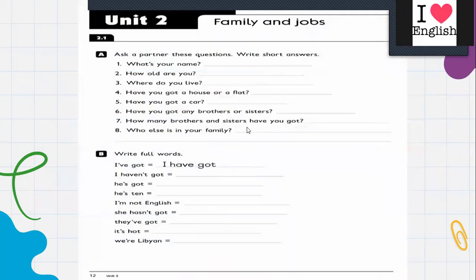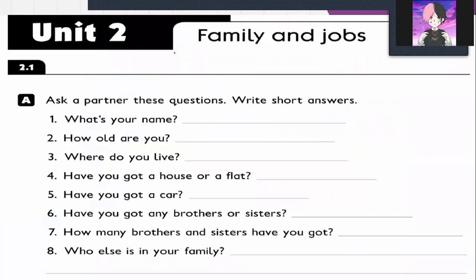Yes, Taqwa, you will read. Okay. Unit 2, Family and Jobs. Could you please open your workbook on page 12? Okay, Unit 2, Family and Jobs.